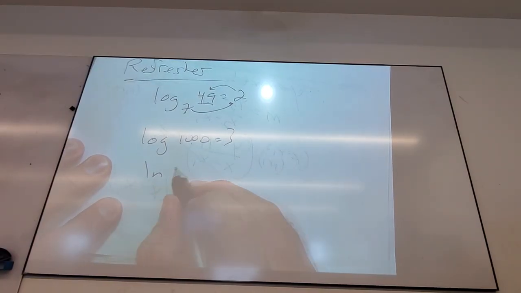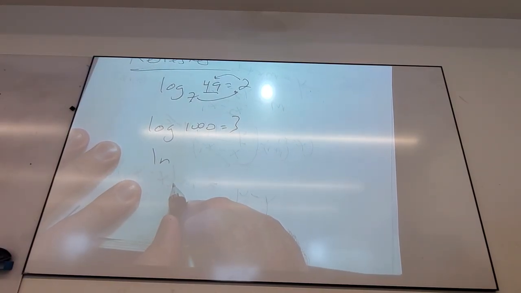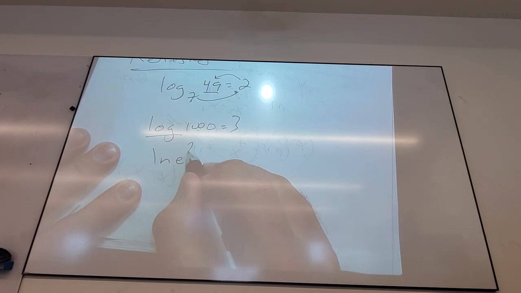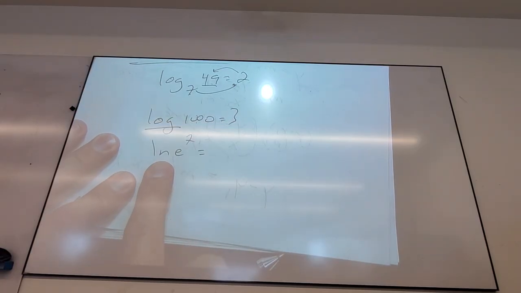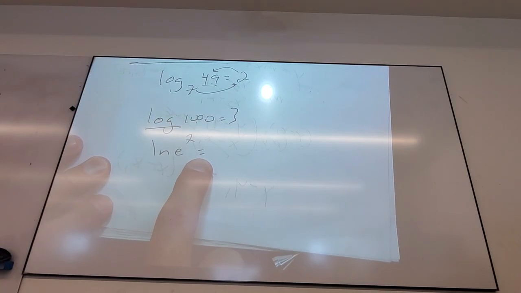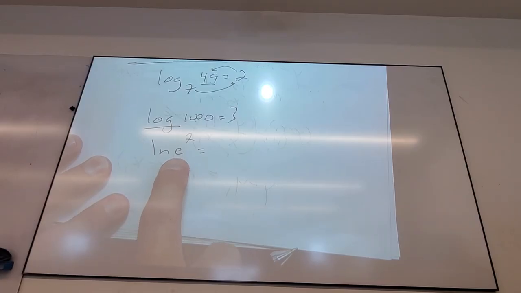What does this symbol mean? What's the base? No, that's base 10. What's the base of this guy? E. Yeah, the base on this guy is E. This kind of question is silly then. What power does E need to become E to the 7th?